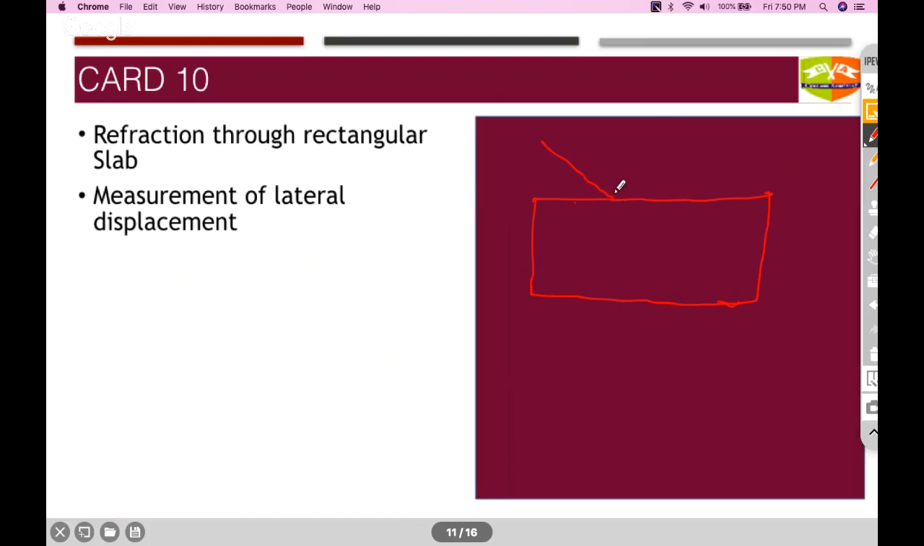So suppose this is the incident ray and this is the refracted ray. This is the normal. This is my medium 1 and this is my medium 2. I am assuming medium 1 to be air and this to be glass. So this is I, this is R, this is R, and if this is R, by the principle of reversibility, this will be I. Now, how do you measure this? This is how refraction happens through a slab.